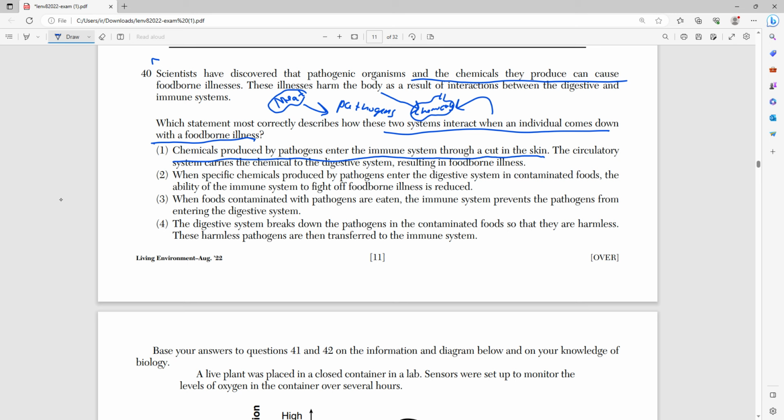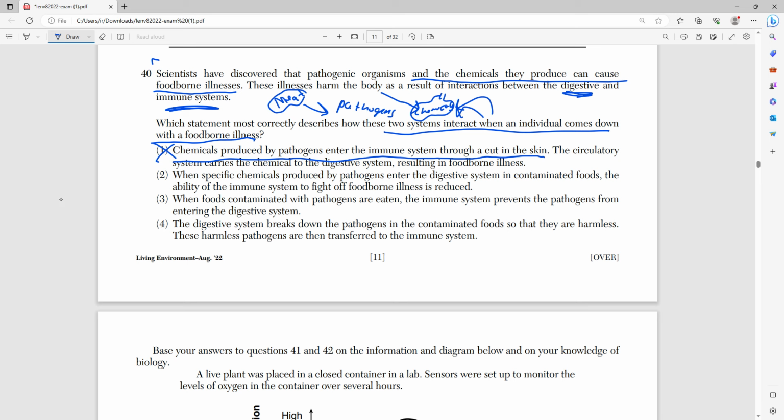This is wrong off the bat, right? Because this is talking about foodborne illnesses. We just said how it is in the stomach, right? Because they harm the body interactions in the digestive and immune systems. This is talking about blood and the circulatory system. That's irrelevant to our problem.